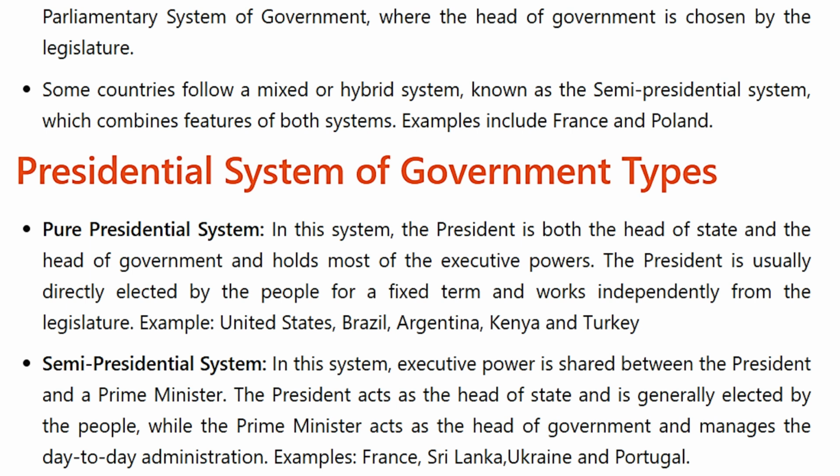Semi-presidential system. In this system, executive power is shared between the president and the prime minister. The president acts as the head of state and is generally elected by the people, while the prime minister acts as the head of government and manages the day-to-day administration. Example: France, Sri Lanka, Ukraine, and Portugal.